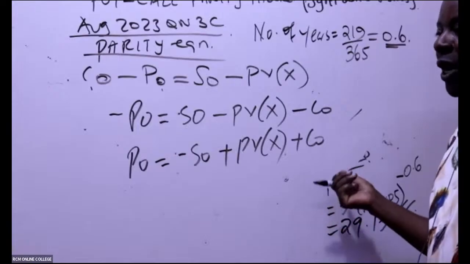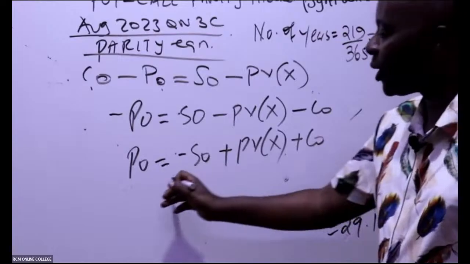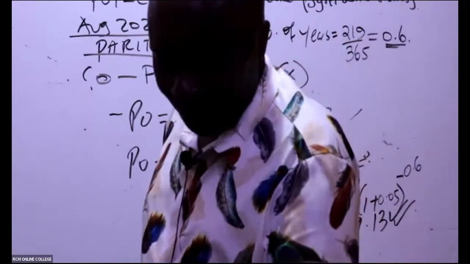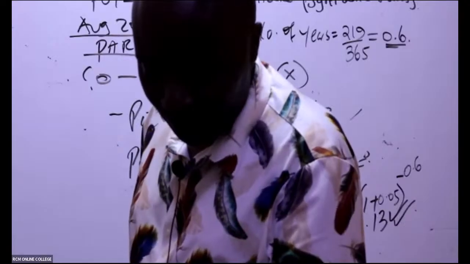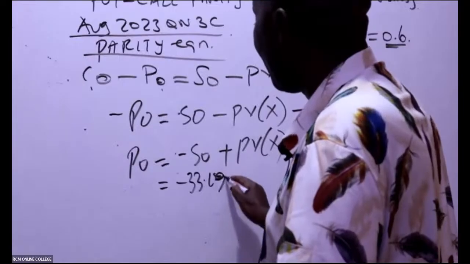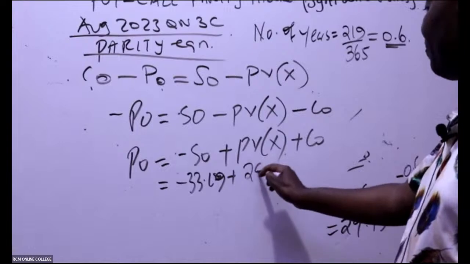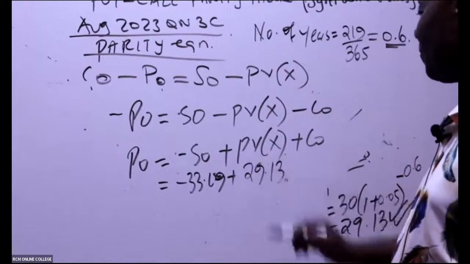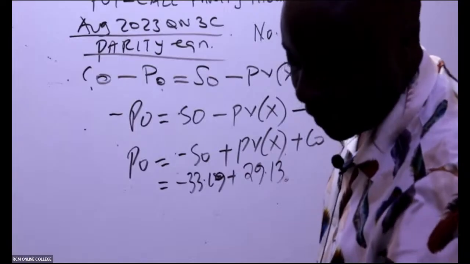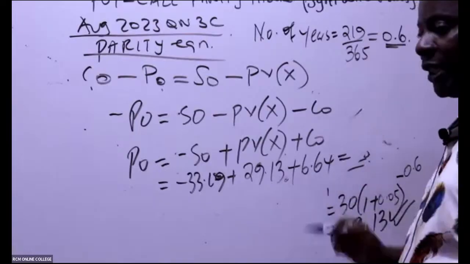So then if you try, even if you leave them this way, you'll still get the same answer because you see our SO is given here as 33.19. Plus present value of our exercise price, which is 29.13. Plus our CO, in this case given here, is 6.64. So are you able to give us this synthetic PO?